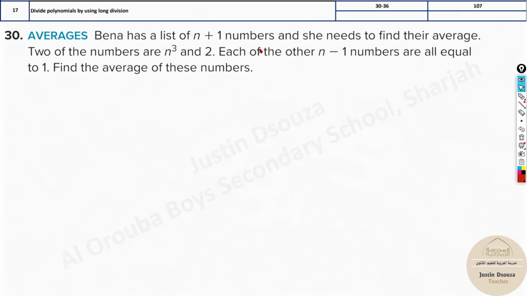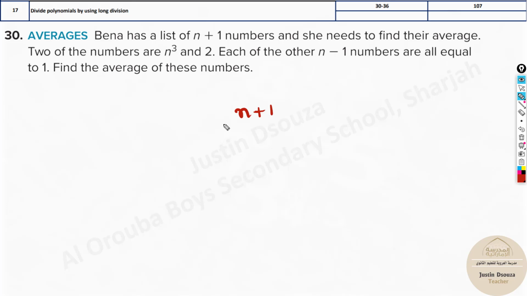Bina has a list of n plus 1 numbers, and she needs to find their average. Two of the numbers are given as n cubed and 2. So she has n plus 1 numbers. We don't know what that is, but these two are the numbers in that. Each of the other n minus 1 numbers is equal to 1. So one number is given, another number is given, and the rest are so many numbers.